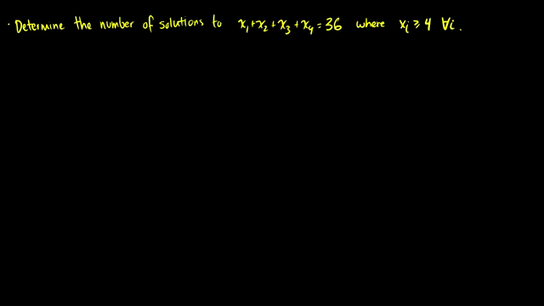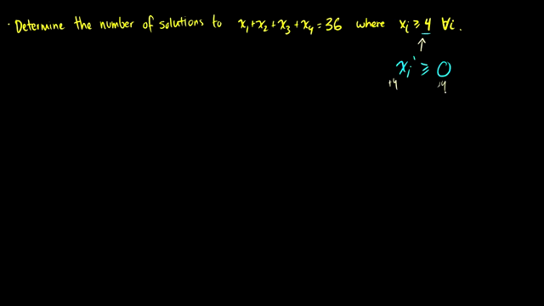We want to determine the number of solutions to x1 plus x2 plus x3 plus x4 is equal to 36, where all of our x's are greater or equal to 4. So we can't solve this greater or equal to 4, so we want to reduce it to all these xi primes being greater or equal to 0. So how do we convert? Well, we just replace xi with xi prime plus 4. And if we add plus 4 to both sides here, then we get back to our original.